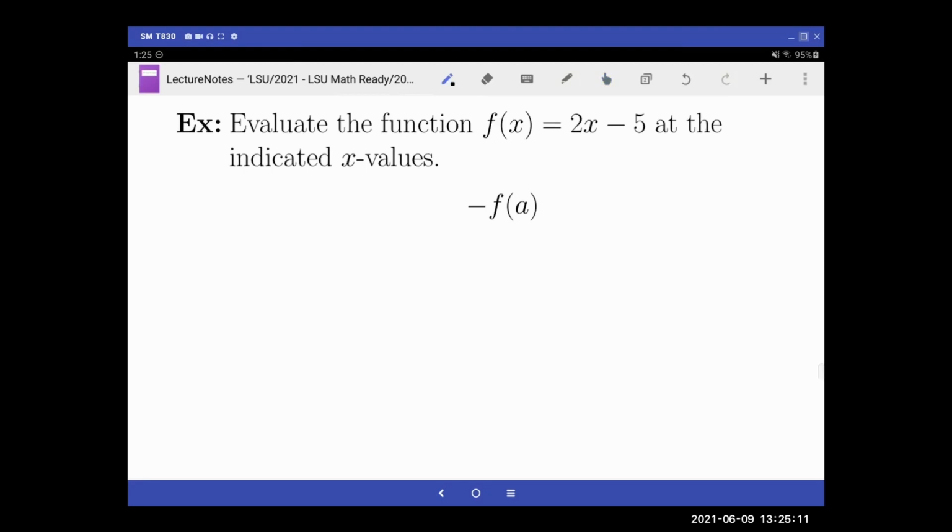Oh, here's a fun one. Negative f of a. That means negative that formula. The formula is 2x minus 5. Change x to a, and then we'll simplify that. Distribute the negative, which is an understood -1. That'll be a -2a. -1 times -5 is a +5. And there we go.